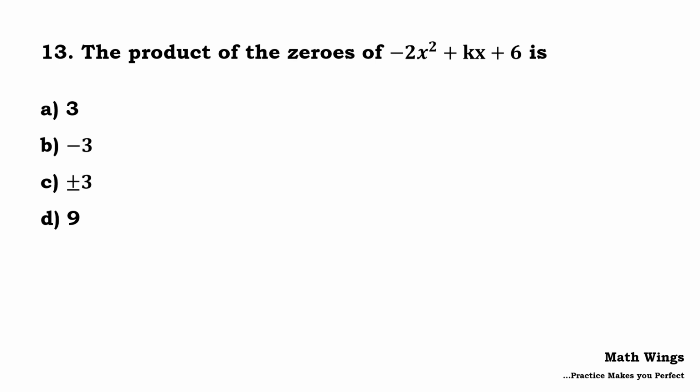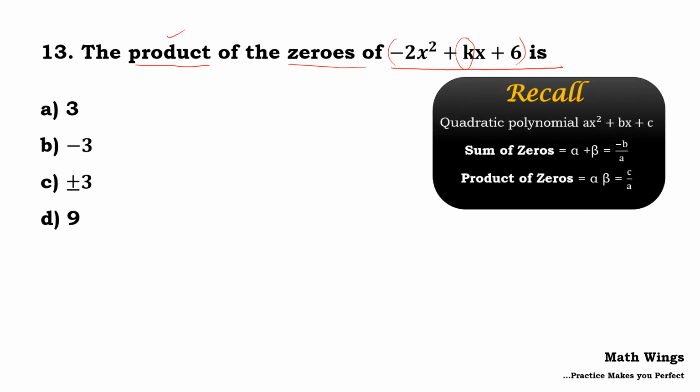The question here is the product of zeros of minus 2x square plus kx plus 6. We have been asked to find the product of zeros of this polynomial. So here, guys, don't get confused just because k is present in the polynomial. Just see what they have asked. They have asked us to write the product of zeros. So what is product of zeros? We have already used it. We have already learnt it. What is product of zeros?